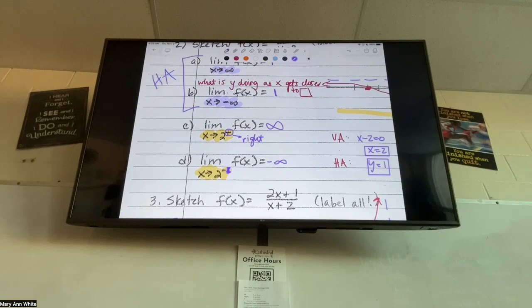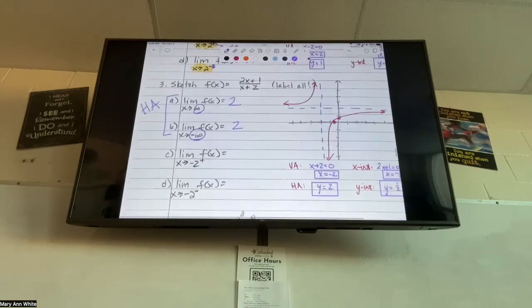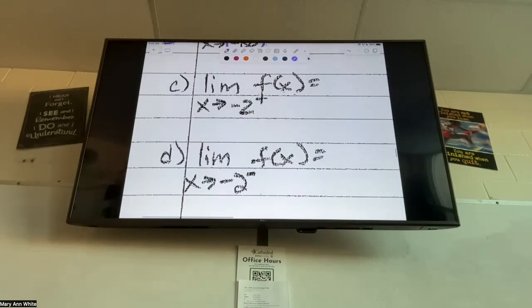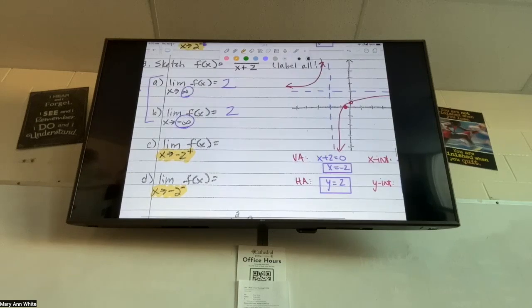Okay, let's do the same idea with the one below. This one says -2 this time. Well, what's -2 in this problem? It's my vertical asymptote. So that's probably an important thing we're looking at. Remind me, what does that little plus sign mean?